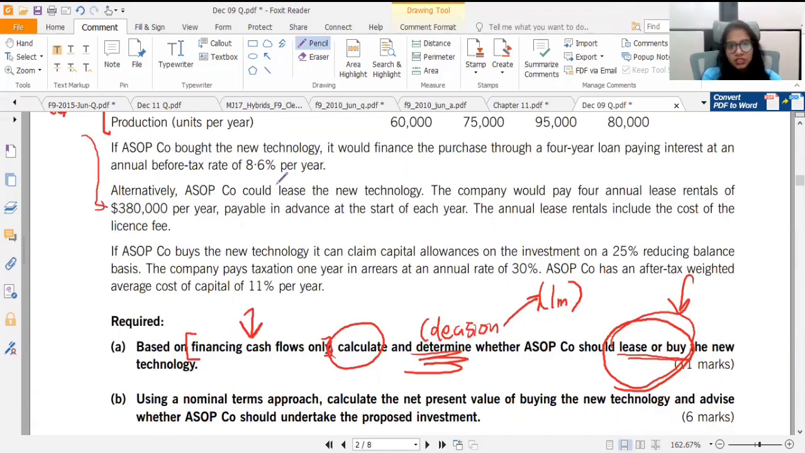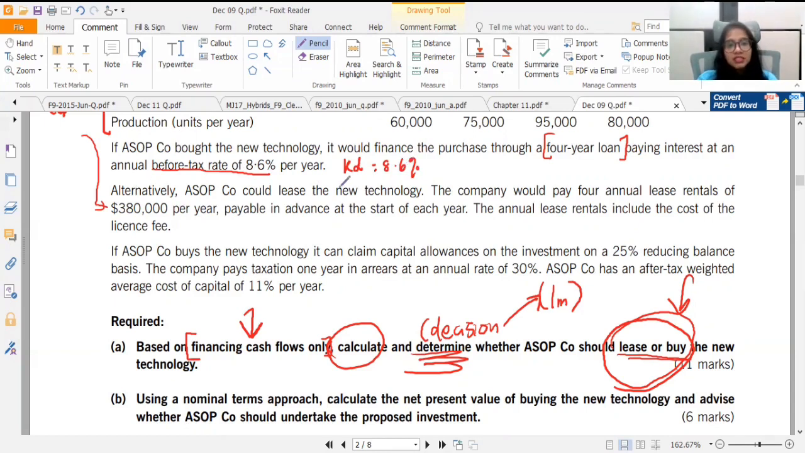Okay, now if ASOCO bought the new technology, it would finance the purchase through a 4-year loan, paying interest at an annual before-tax rate of 8.6% per year. Guys, remember I told you, whenever we are doing a financing decision, your discount factor will be Kd(1 minus T). The one that he gave to you here, Kd equals 8.6%. Okay, you need to calculate Kd(1 minus T).